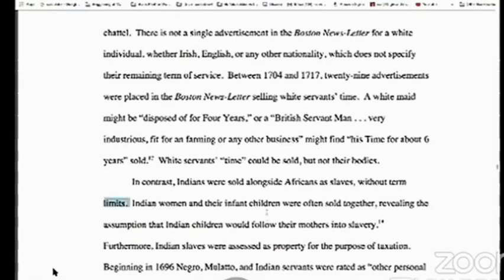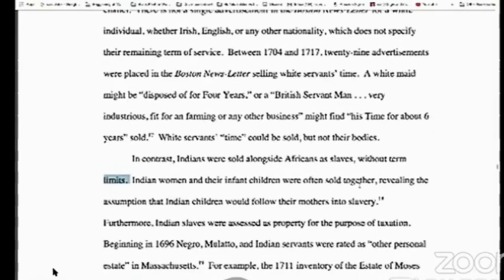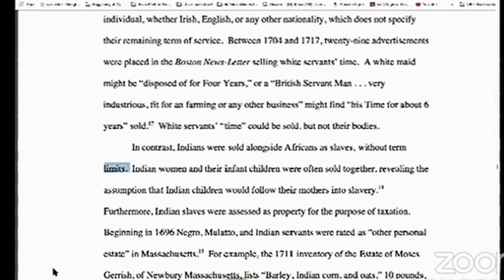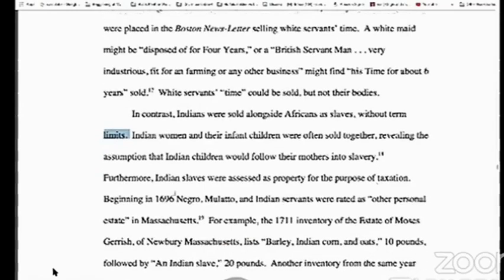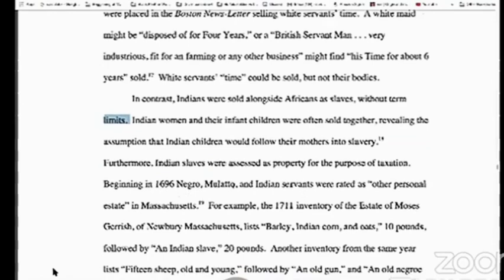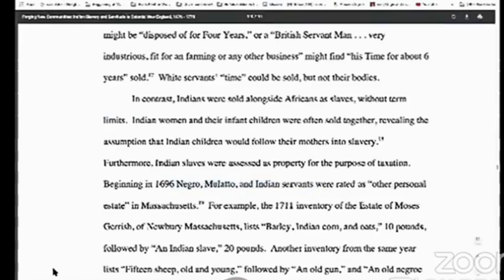Indian women and their infant children were often sold together, revealing the assumption that Indian children would follow their mothers into slavery. Furthermore, Indian slaves were assessed as property for the purpose of taxation. Beginning in 1696, Negro, mulatto, and Indian servants were rated as other personal estate. All right, so who? Negroes, mulattoes, and Indian servants were classed together as what? Other personal estate, because they're the same people. All right?